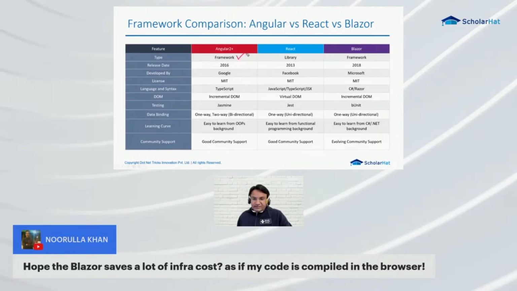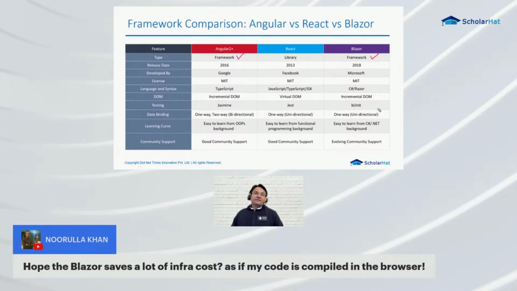So Angular and Blazor are both frameworks. Framework means I can build everything using the framework itself. I don't need to use any third-party library or any third-party framework to build my application from start to end. But React is a library. React itself is not capable of building everything. We have to learn many libraries. For routing, we have to use React Router. For validation, we have to use React Hook Form, and many other libraries we have to use if we're using React.